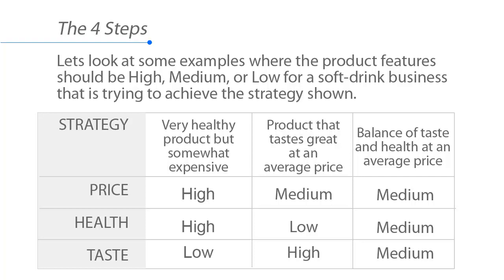Final example, balance of taste and health at an average price. Balance means medium, so that means price should be medium, average price. Balance of taste and health, medium taste. So in this strategy, everything should be medium.